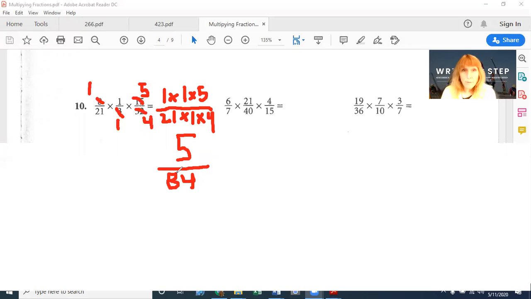We have an odd on top and an even on the bottom. 3 does not divide into either one. So that is our answer. So that's another look at canceling with 3 fractions instead of just 2. We'll try one more together.